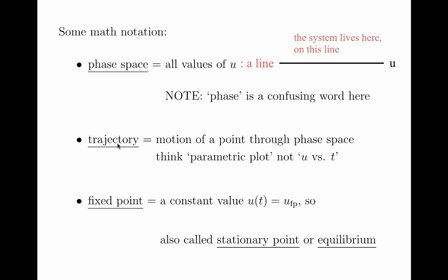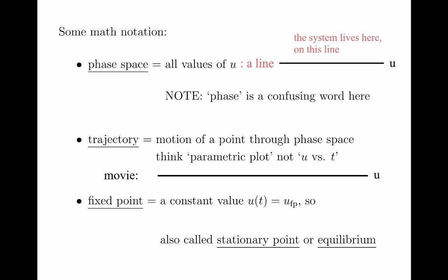Another definition, trajectory. This is the motion of a point through phase space. So how do our dynamics evolve on this phase space? And we can think of this as a parametric plot. And we'll show an example of this in a second. And the trick is we're not plotting here the variable u versus time, or dependent versus independent variable. So let's think about this parametric plot. And we can try to imagine this as a movie. We'll show snapshots of this movie here. You'll have to use your imagination to think about what this movie would look like.